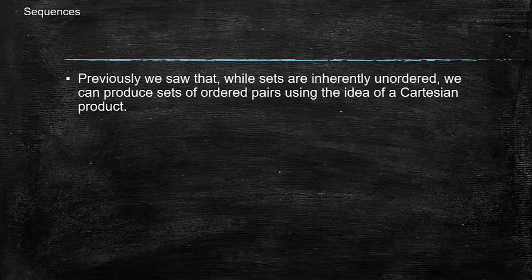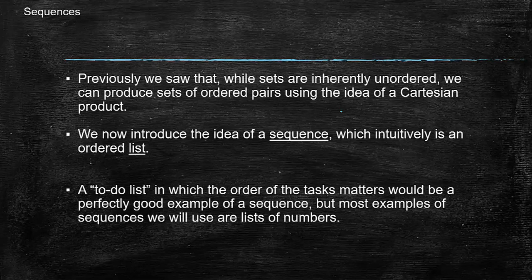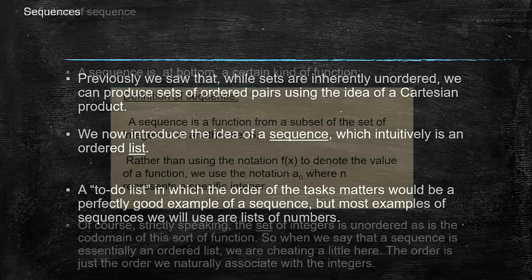So previously we saw that while sets are inherently unordered, we can produce sets of ordered pairs using the idea of a Cartesian product. So now we're going to introduce the idea of a sequence, which intuitively is an ordered list. A to-do list in which the order of the tasks matters would be a perfectly good example of a sequence. But most examples of sequences we will use are lists of numbers.